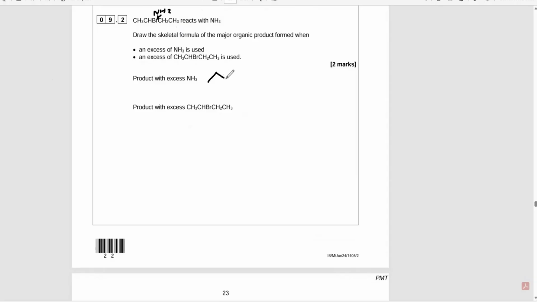Okay, here comes the answer. Essentially, I'm drawing the skeletal formula. With the ammonia, we're going to get the NH2 group swapping for the Br. So the Br is going to be substituted for an NH2. I just need to make sure with skeletal I've got the right amount of carbons. That's butane, isn't it? 4 carbons. Now remove those Cs. That's the skeletal.